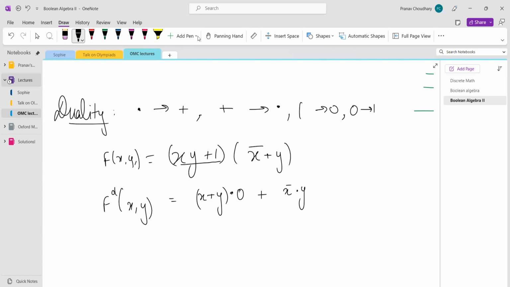Is the definition of a dual clear? Like how we define dual of functions? Yes or no? Yes. Yeah.